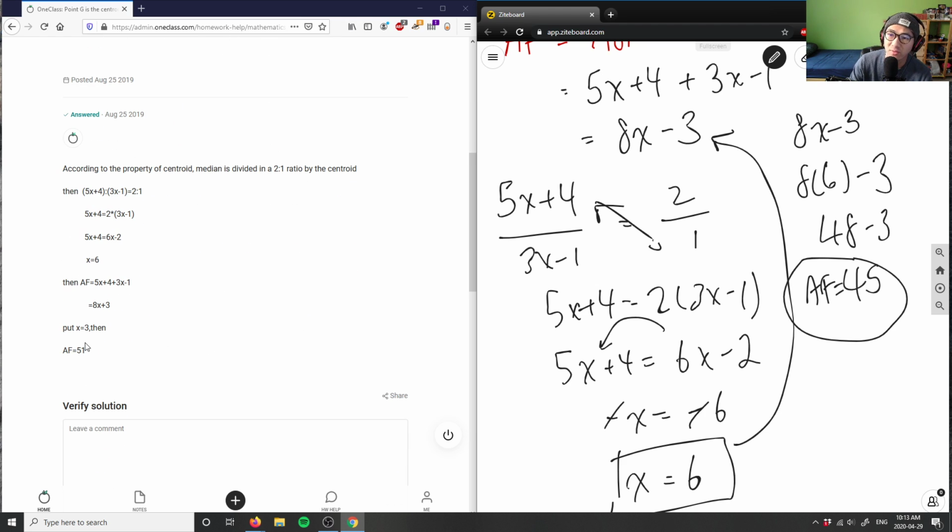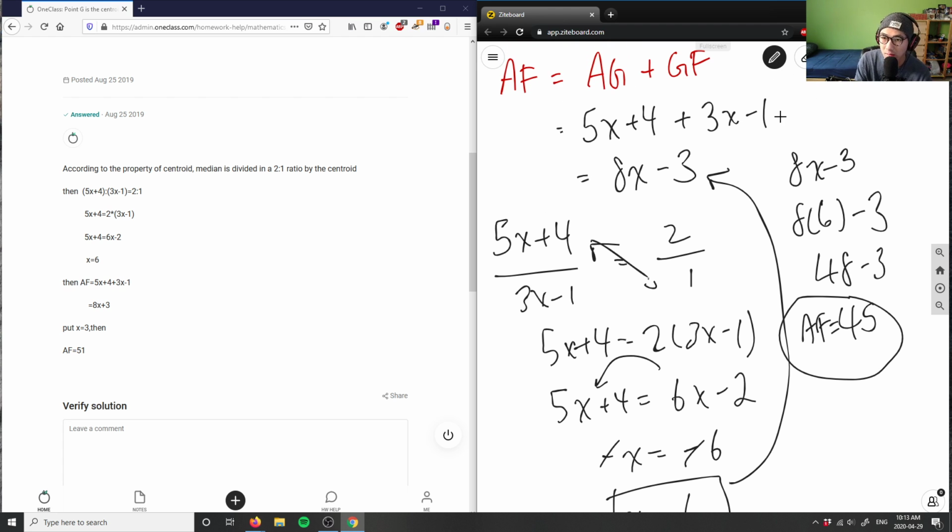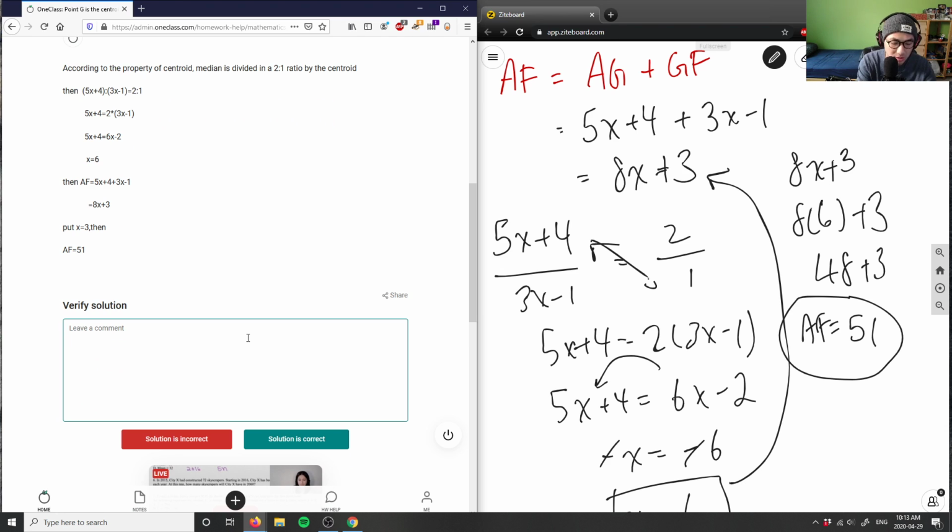They got 51 here. Oh, this is plus 3? Yes, this is plus 3. Oh, my bad. This is plus 3 here. 4 minus 1 is positive 3. This is plus 3. So therefore this would make it 51. Sorry, my fault. Didn't do my algebra correct here. So this solution is correct. Good analysis.